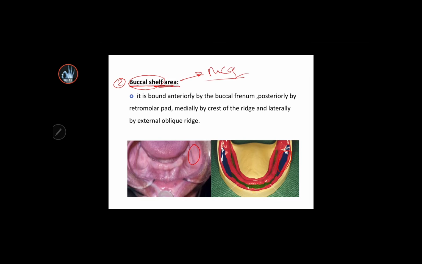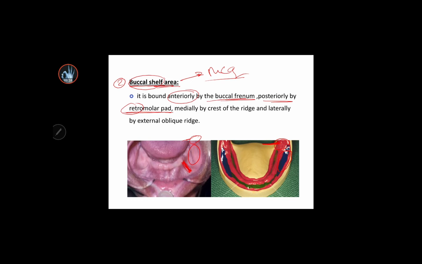It is bound anteriorly by the buccal frenum. So this is the buccal frenum anteriorly. Posteriorly by the retromolar pad. And this is the retromolar pad. It does not appear here, but it is supposed to be here. The retromolar pad is the connection of a group of muscles. We will talk about the retromolar pad in the next lecture, in the relieving structures. So let's continue.